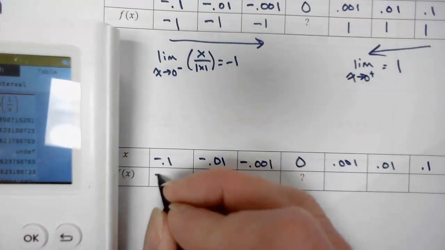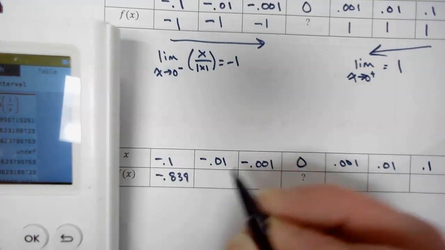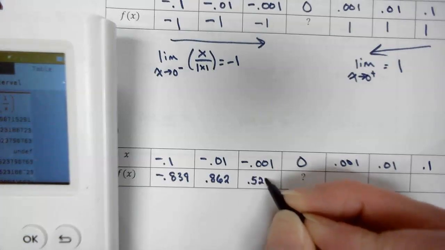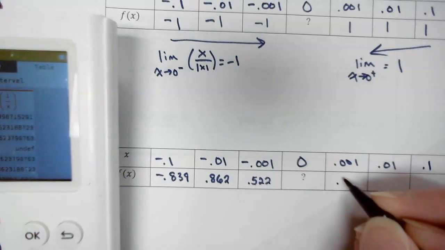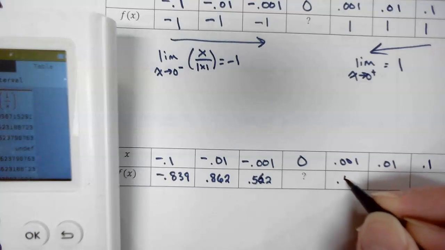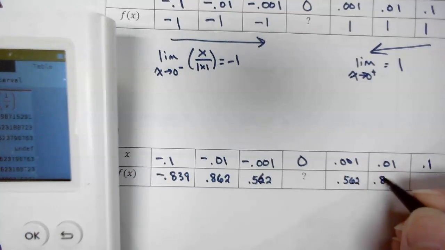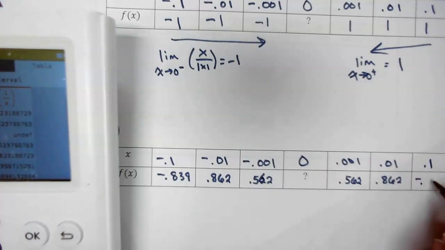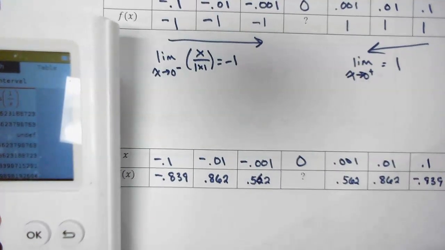So this is negative 0.839, 0.862, 0.562, whoops, 0.562, 0.862, negative 0.839.